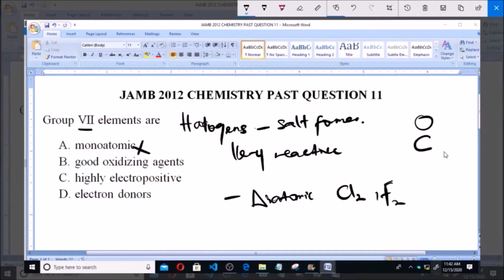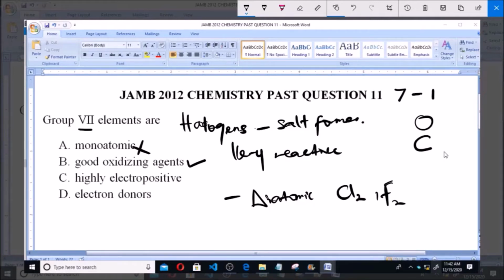Option B says good oxidizing agent. An oxidizing agent is simply an agent that causes oxidation of other elements. Group 7 elements are under group 7 because they have 7 electrons in their outermost shell. It simply means that they require one electron to complete the octet structure, so it is easier for them to accept an electron than to donate. Because they accept electrons, we call them good oxidizing agents, since oxidation simply refers to the loss of electrons. If they accept an electron from another atom, they cause the oxidation of the other atom, so we refer to them as good oxidizing agents, making option B correct.